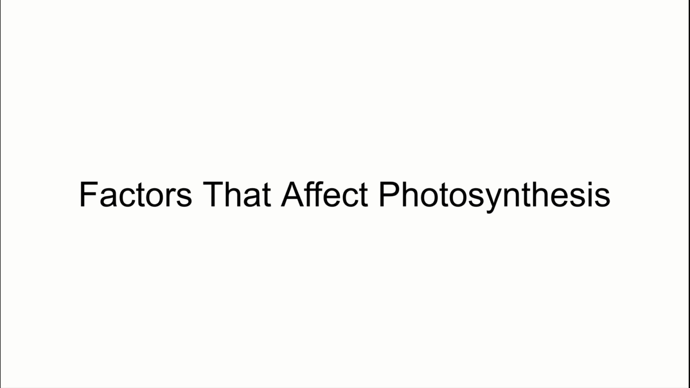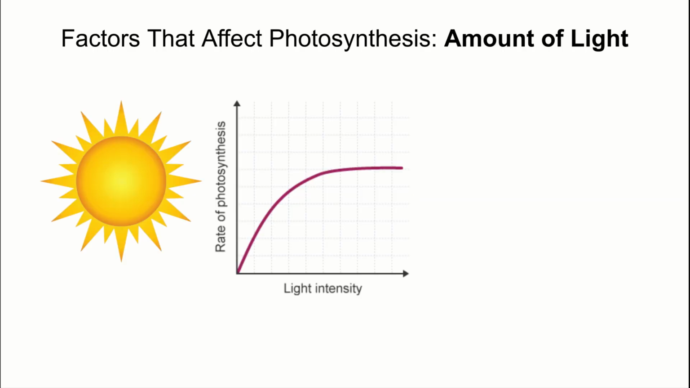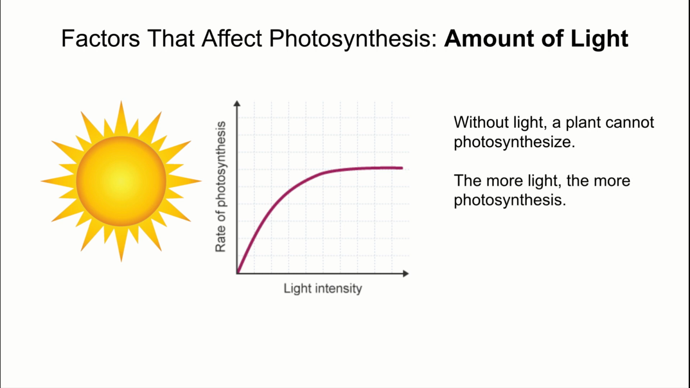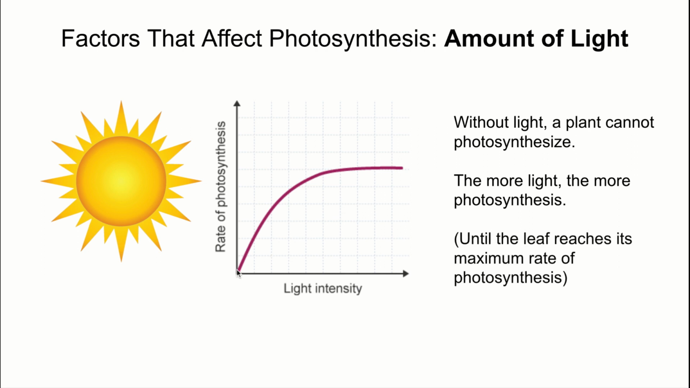The first factor is one of the ingredients of photosynthesis: light. Without light, a plant cannot photosynthesize. That's one of the key ingredients. So the more light that a plant has, the more photosynthesis happens. And if you take a look at this graph, you'll see that the rate of photosynthesis will increase and increase and increase as light intensity increases until the leaf reaches its maximum rate of photosynthesis, the fastest it can possibly go.